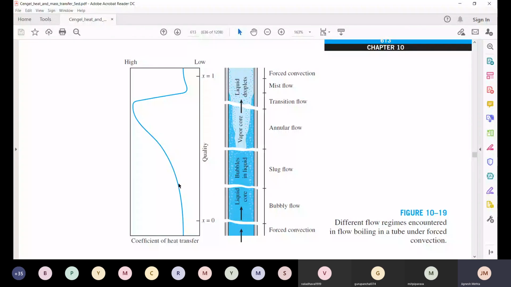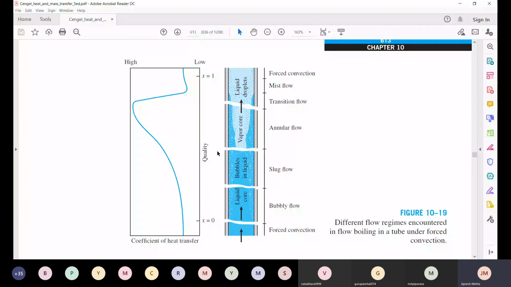And there is also another curve which is shown here, which is nothing but the coefficient of heat transfer. And it is high on this side and low on this side. So the heat transfer coefficient is increasing continuously. In bubbly flow, it is comparatively lower. Slug flow, it is even higher. It's continuously increasing. In annular flow also, it is high.